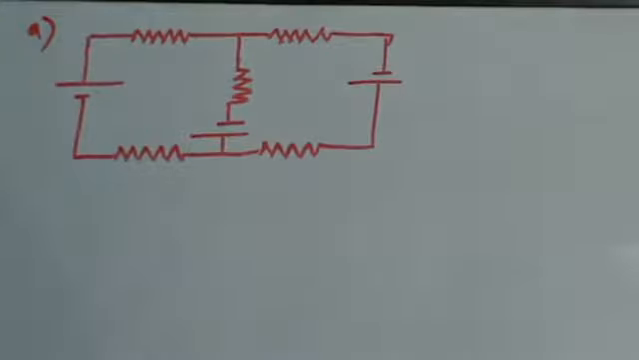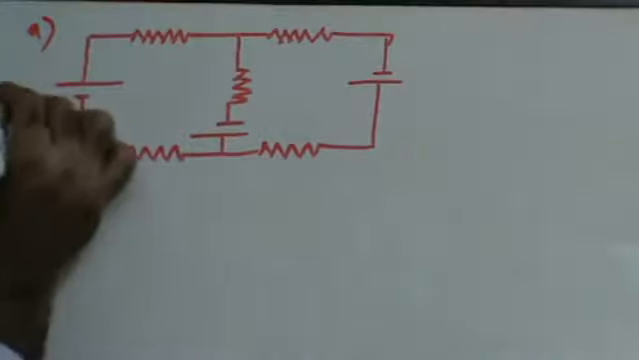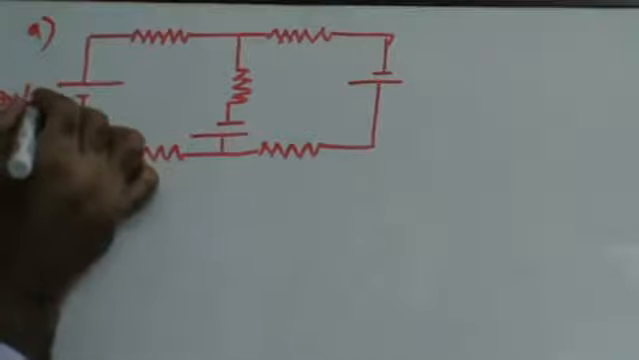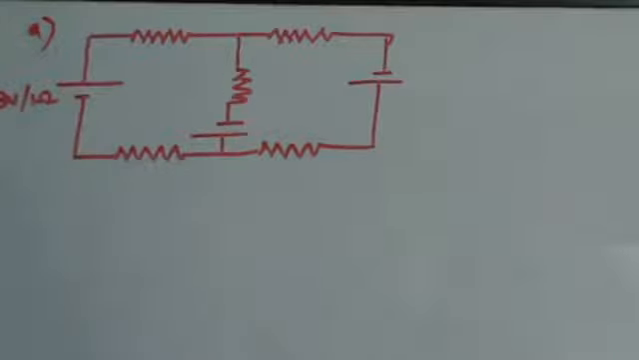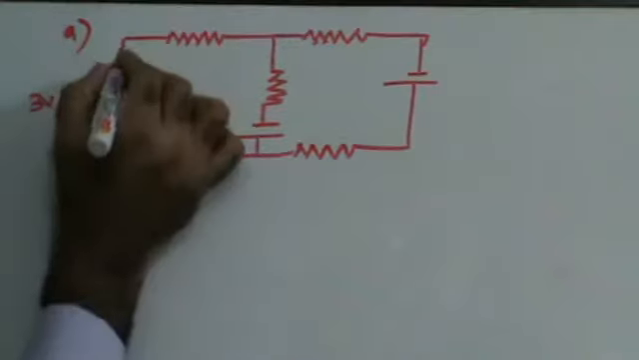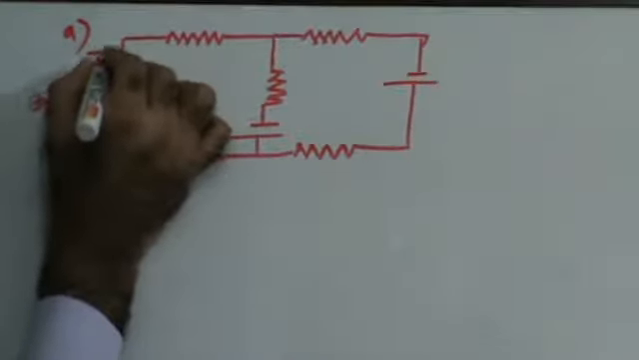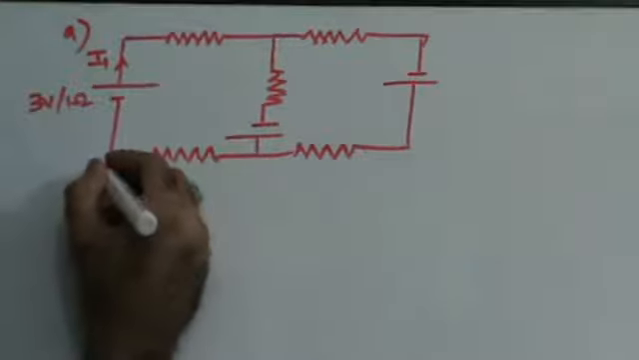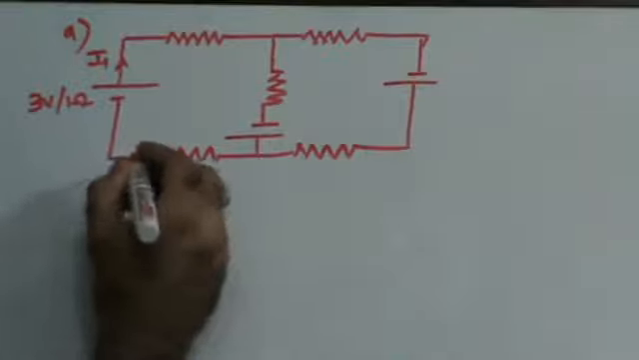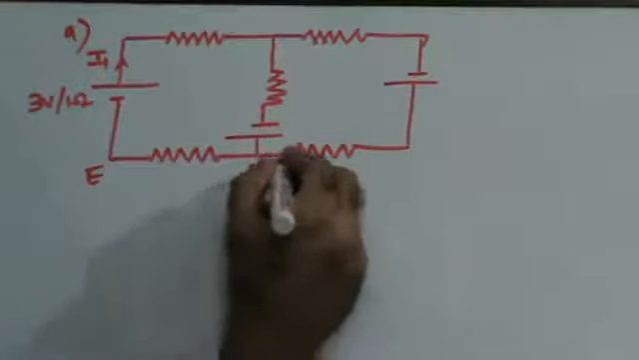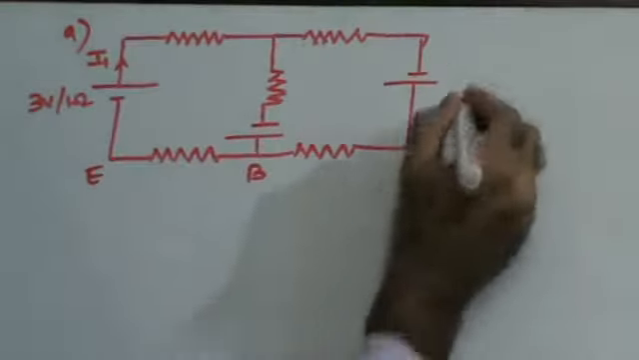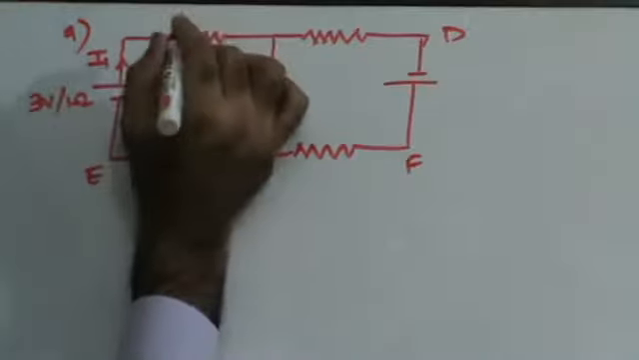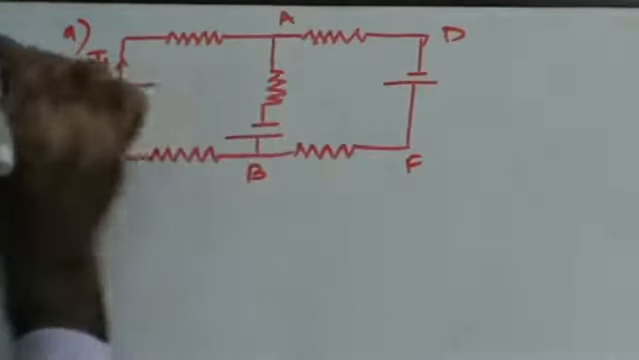Let's consider this circuit. This is 3 volts and 1 ohm. That means it will give an EMF of 3 volts and it has an internal resistance of 1 ohm. It is sending current I1 in this direction, right? Let's consider that these points are E, B, F, D, A and say C.